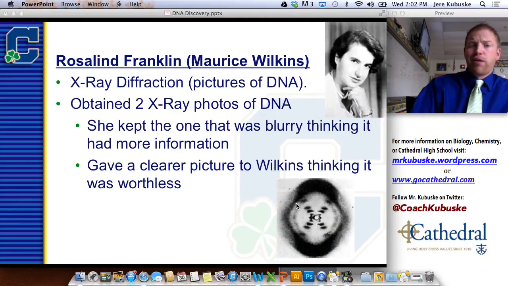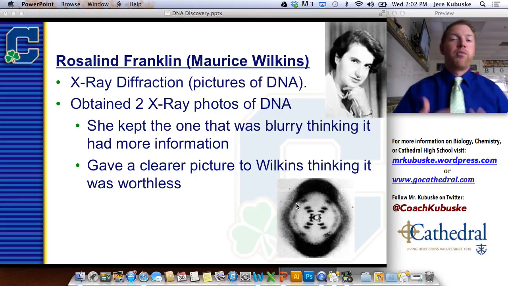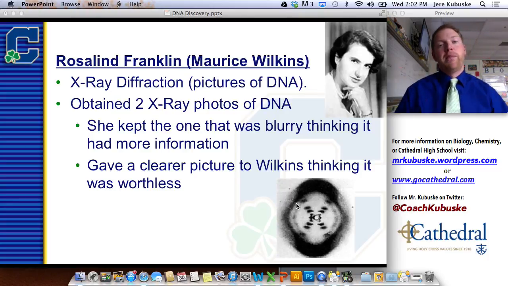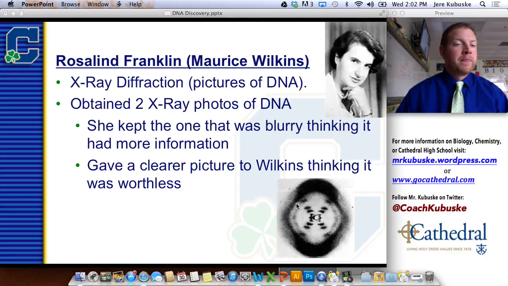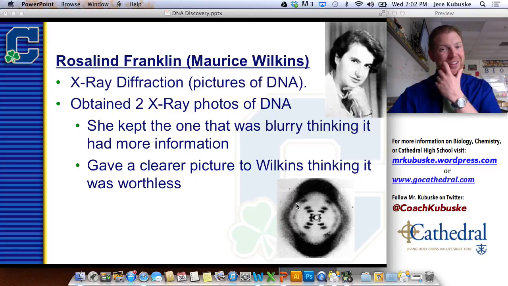But unfortunately, Rosalind didn't get a Nobel Prize like some of these other people did for her discovery. The problem was that she had actually passed away before they could award the prize, and they don't award Nobel Prizes posthumously. That means that she was already dead before they had passed out the award. And the worst part was that she had contracted cancer. That's what she died from. And chances are she probably got the cancer from being exposed to these X-rays. So her work actually was what ended up killing her.